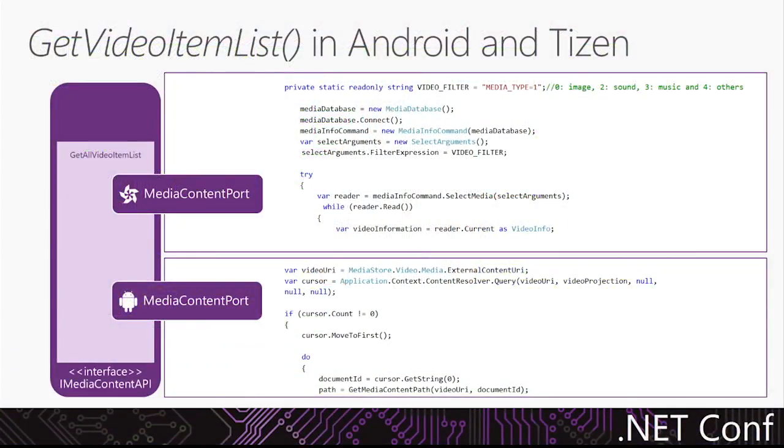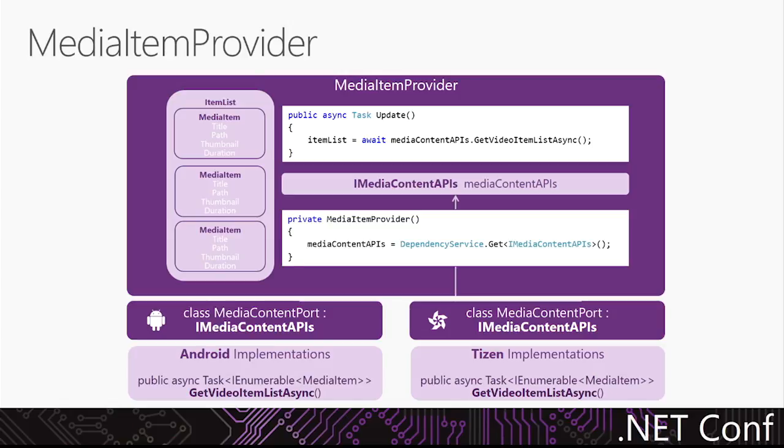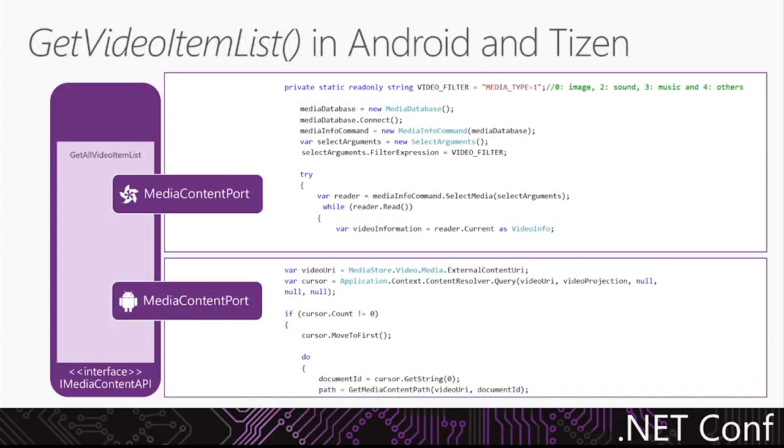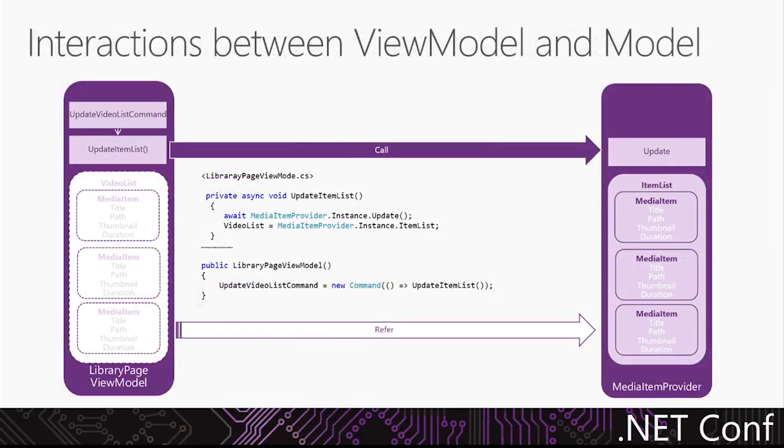Okay, so we talked about the media item provider. We're talking about how to retrieve media content and get the video item list, in Android and Tizen, so you can see the comparison and the interaction with the view model. So we talked about that already.